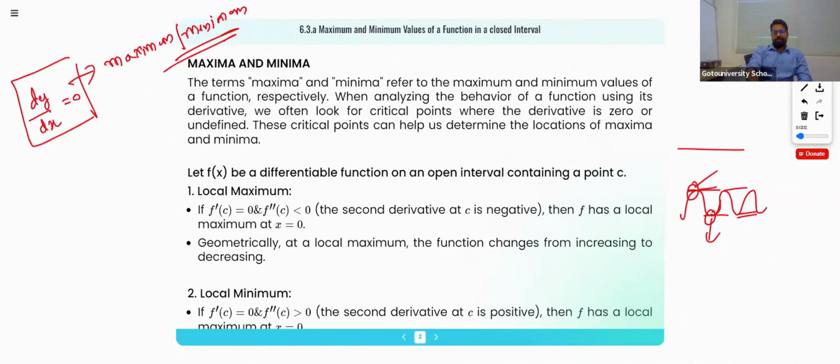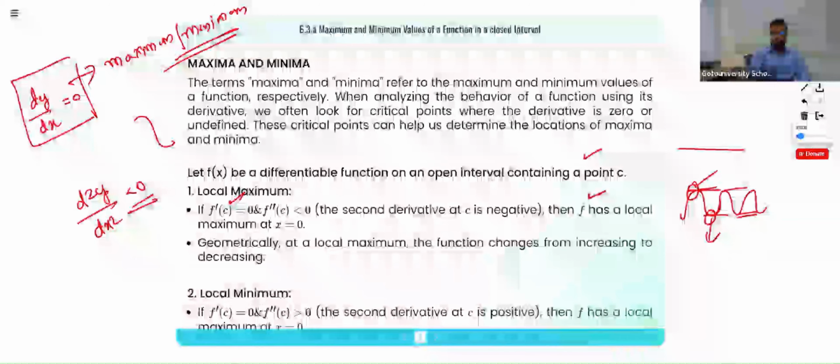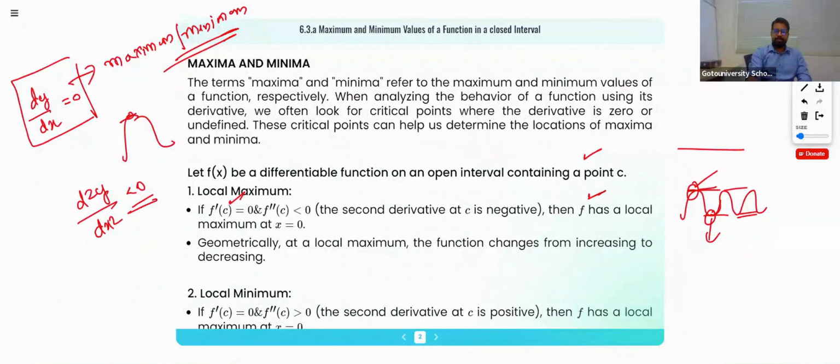Let f of x be a differentiable function in an open interval containing a point c. Then if f dash c is 0, and f double dash, that is the second derivative d square y by dx square, is less than 0, that means the function has a local maximum. Why? Because if you further differentiate, the function is decreasing. As the function is decreasing, that point c will be a maximum point. Geometrically, at the local maximum, the function changes from increasing to decreasing. That is, it would have been increasing, and at that point it will decrease, right?